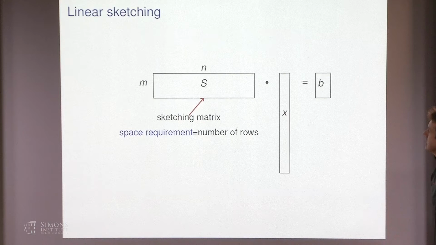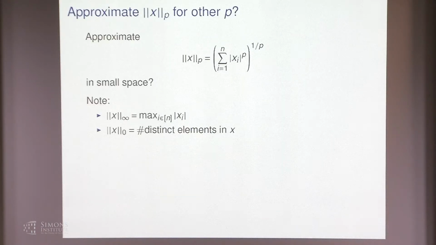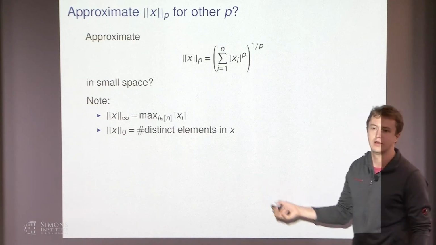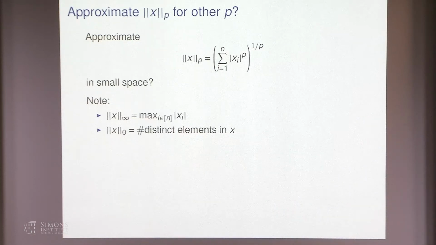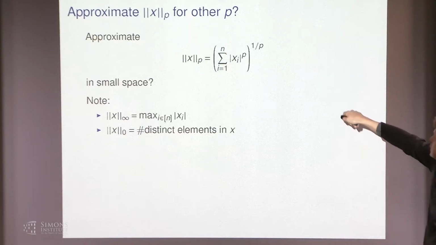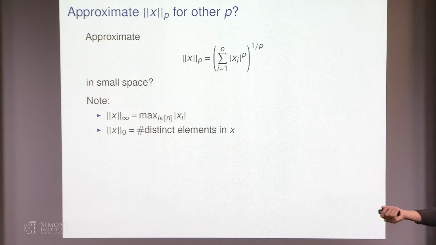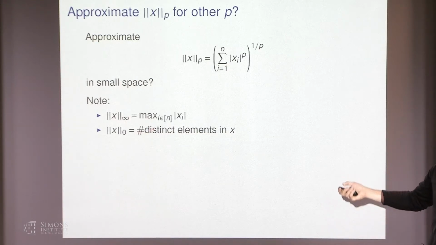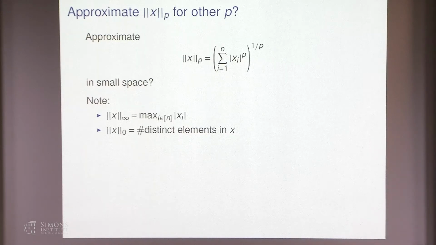Good. Very nice. So what we just did was approximate the number of distinct elements in a stream, which is also known as the L0 norm of the frequency vector x. A natural question to ask, which is a classical question in the literature, is whether or not we can approximate p norms of this frequency vector x for other values of p, and what is the space complexity of approximating such norms? We've noted, for example, that the L infinity norm is the max, the most frequent item, and the L0 norm is the number of distinct elements.